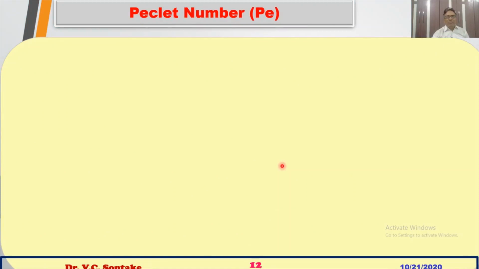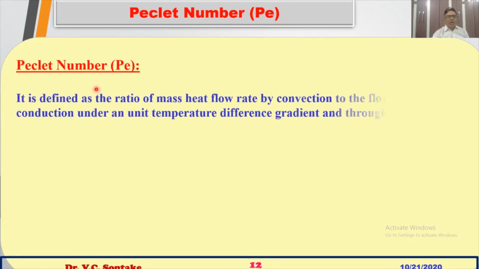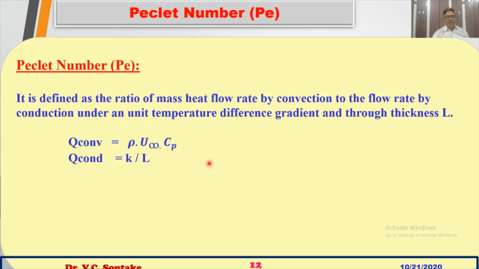Next number is Peclet number, represented by Pe. Peclet number is defined as the ratio of mass heat flow rate by convection to the flow rate by conduction under a unit temperature difference gradient and through thickness L. So rate of convection can be given as rho U infinity into Cp, and rate of heat conduction can be given by k by L. Peclet number can also be given as Q convection over Q conduction, and after simplifying it will give you L into U infinity over alpha.